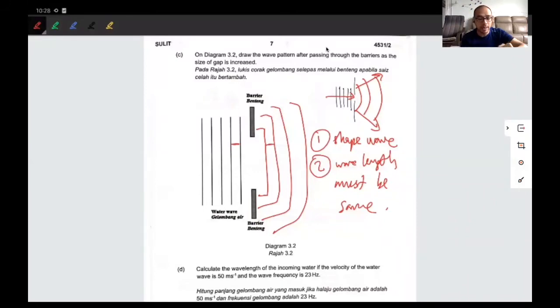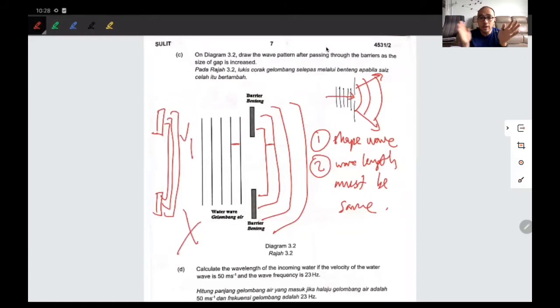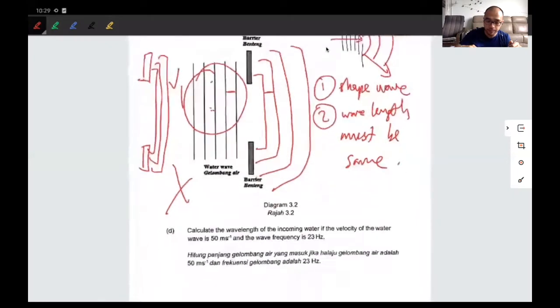It cannot be, let's say this is the barrier, that you draw like that, very near to one another. This is wrong. You only get 1 mark for the shape, but since the wavelength is so near to one another, not like this section over here, you will lose the second mark. So be very careful. Remember, refraction, wavelength changes. Diffraction, wavelength doesn't change.